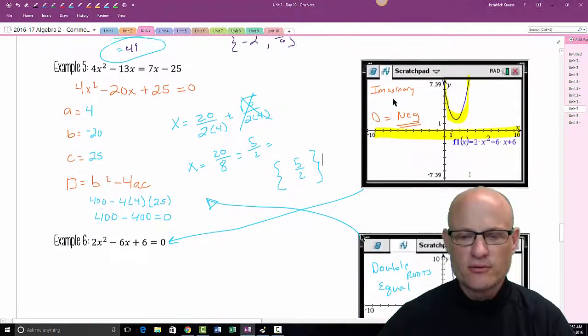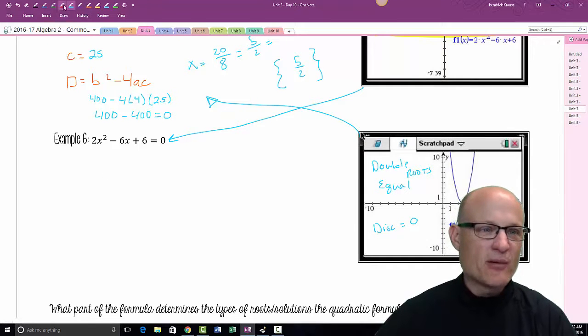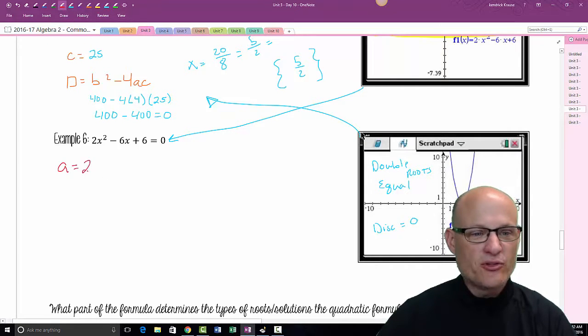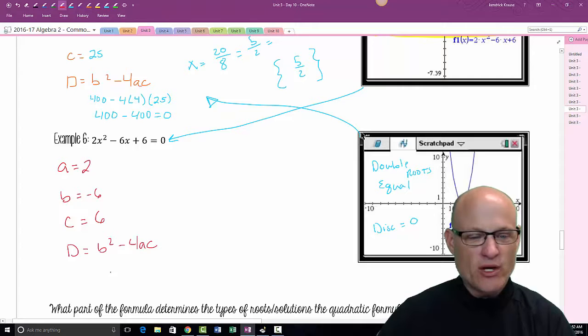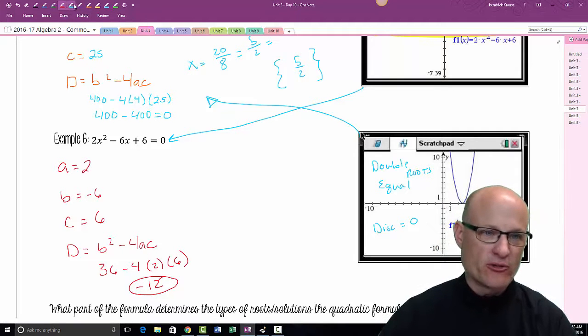All right, so finally, let's get to this one, and then I'll summarize some things for you. A equals 2, B equals negative 6. Be careful with that. C equals 6, and capital D equals B squared minus 4AC. B squared is 36 minus 4 times 2 times 6. 8 times 6 is 48, so this becomes just negative 12. We're going to have to do a little bit of work on this one. This one's probably the hardest one we're going to do so far.